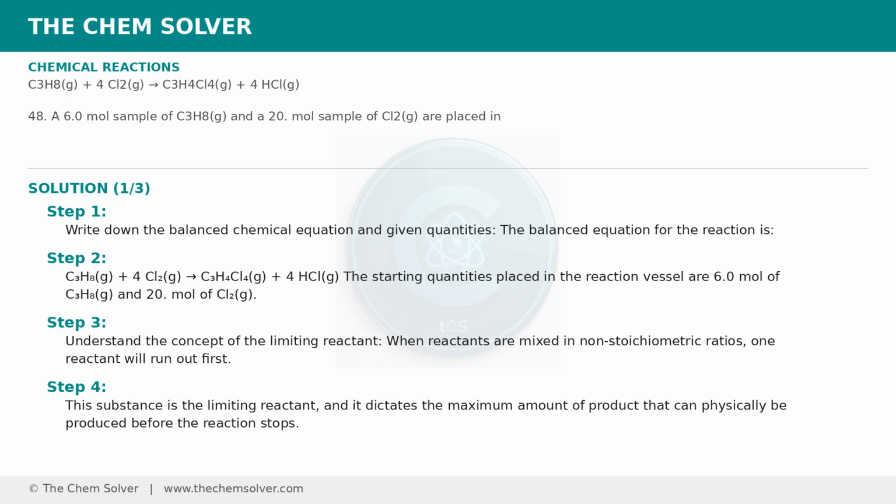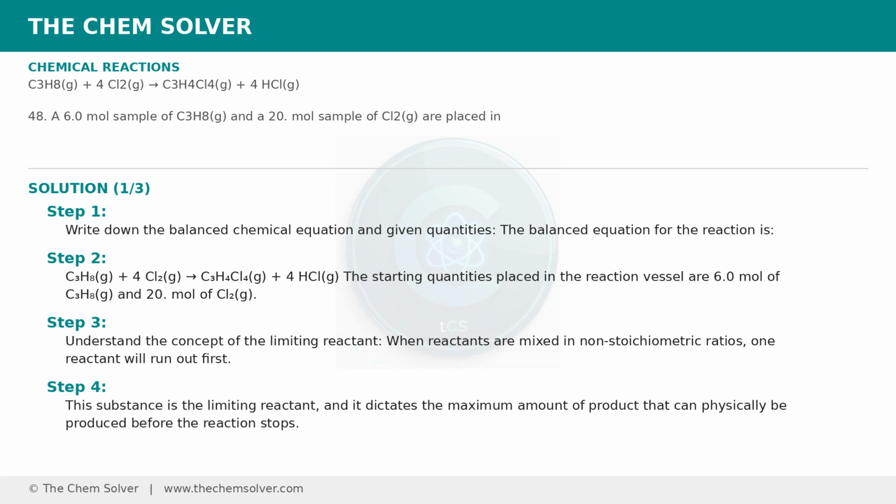Write down the balanced chemical equation and given quantities. The balanced equation for the reaction is C3H8 plus 4Cl2 gives C3H4Cl4 plus 4HCl. The starting quantities placed in the reaction vessel are 6.0 moles of C3H8 and 20 moles of Cl2.